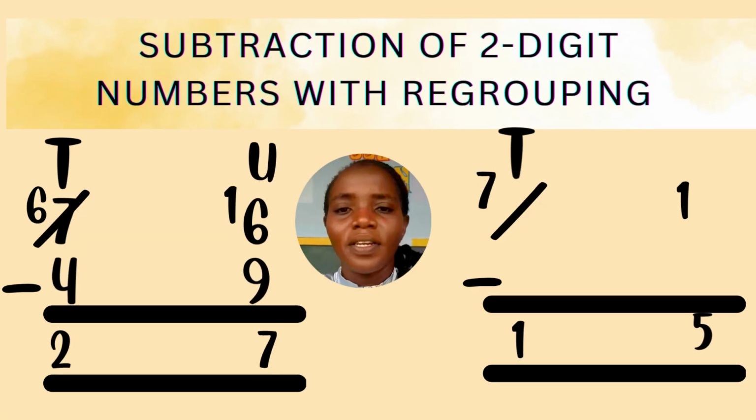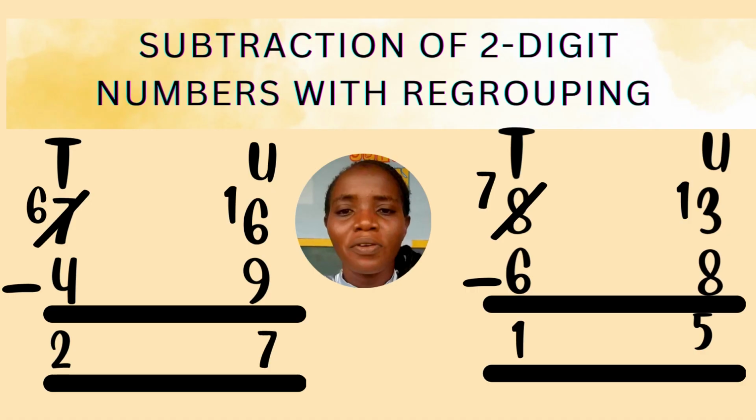We then move to subtraction of two-digit numbers with regrouping. Here there's going to be borrowing, moving a number from one place value to another. Let's consider the two examples we have on the screen. The first example is 76 minus 49, while the second example is 83 minus 68.